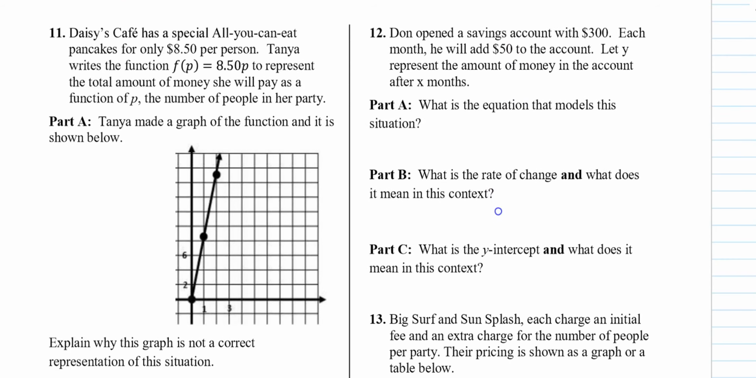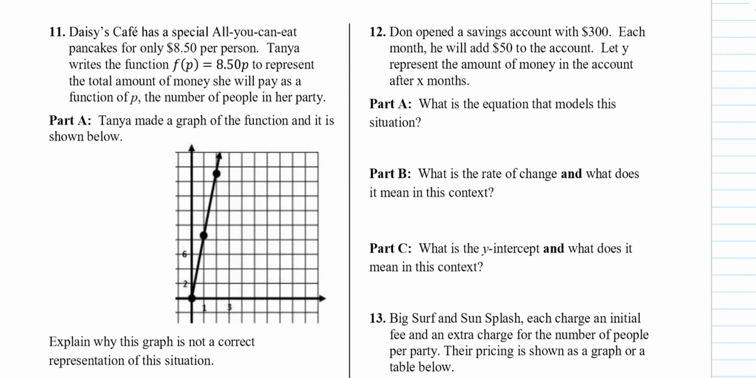All right, number 11. Daisy's Cafe has a special all-you-can-eat pancake for $8.50 per person. Tanya writes the function 8.50p to represent the total amount of money she will pay as a function of p. Tanya made a graph and it's shown below. Explain why the graph is not correct.